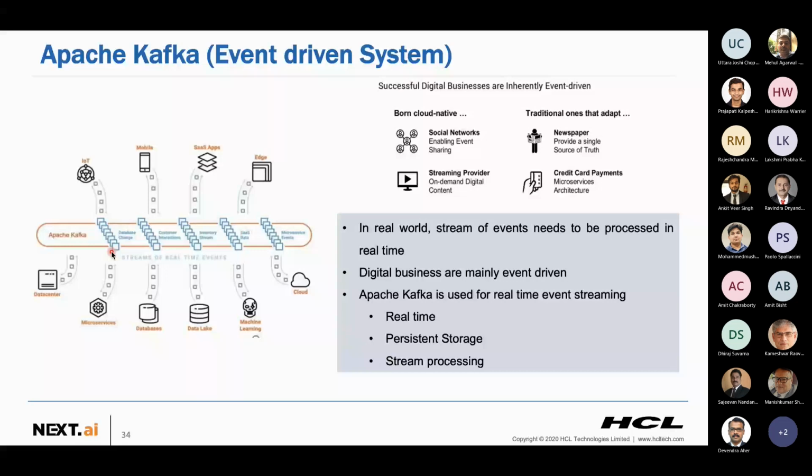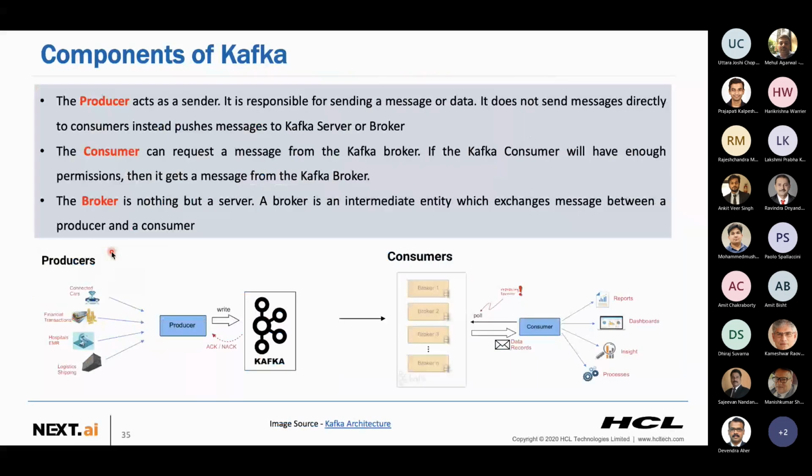So these are some of the components which Kafka uses. That is producer, consumer, as well as Kafka brokers. A Kafka broker is nothing but a server. It would be like an intermediary which would exchange the messages between a producer as well as a consumer. The producer would basically act as a sender. So whatever data is being sent by, suppose, edge devices or IoT devices is collected by the producer and sent to the Kafka brokers.